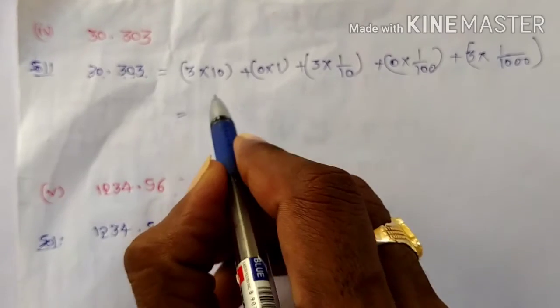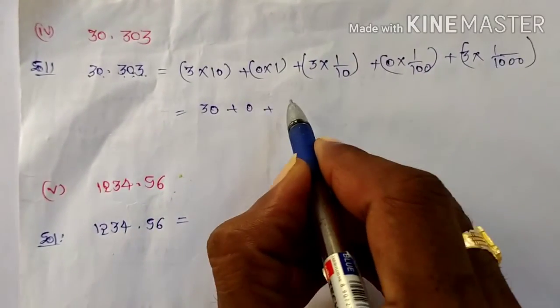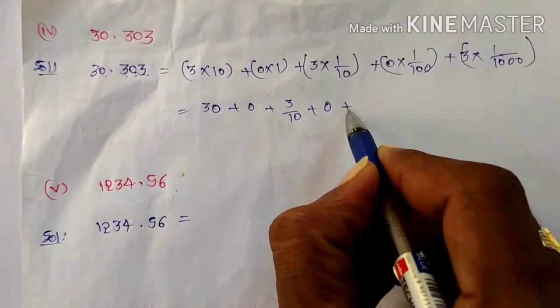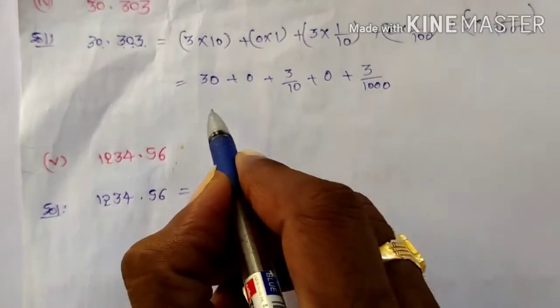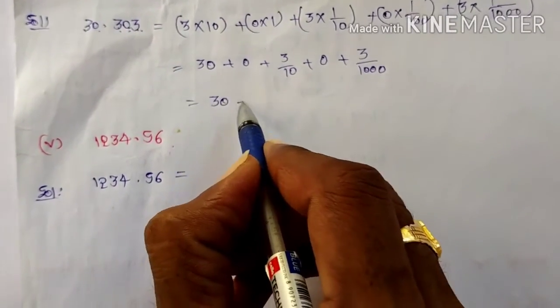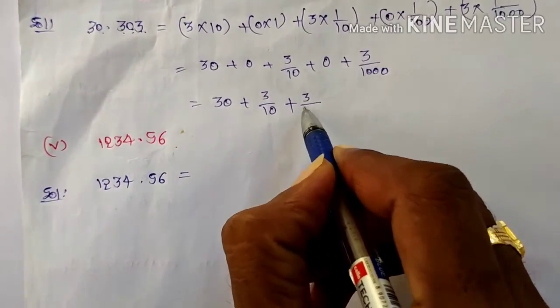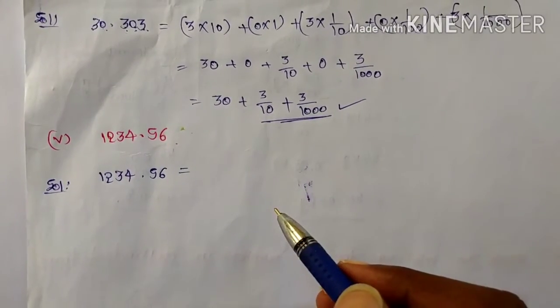So you can simplify here: 3 times how much? 30. Here 0 into 1 is 0. Here 3 into 1 by 10 is 3 by 10, plus 0 into 1 is 0, plus 3 into 1 by 1000 is 3 by 1000. Yes or no? Yes. So that you can write here 30 plus 3 by 10 plus 3 by 1000. This is your solution. See one more question.